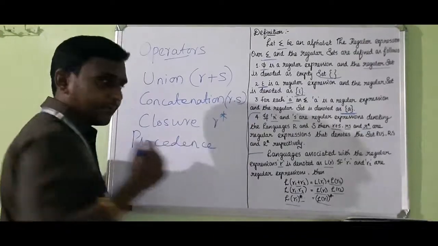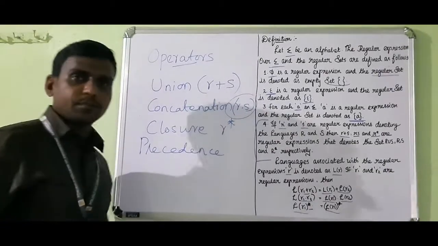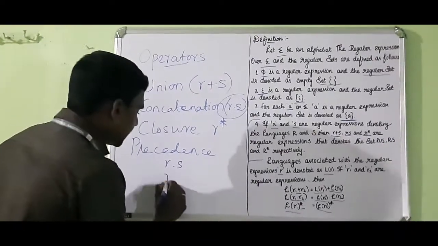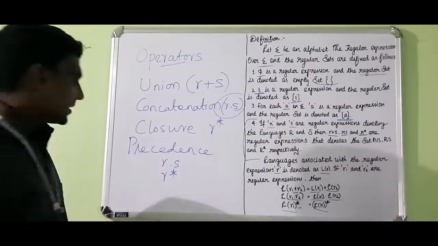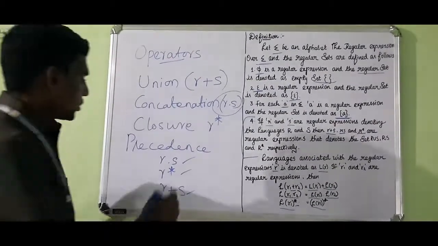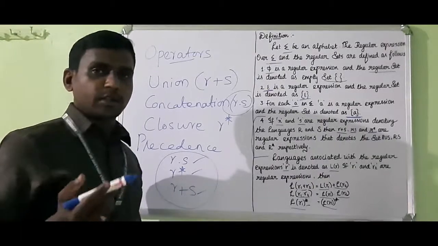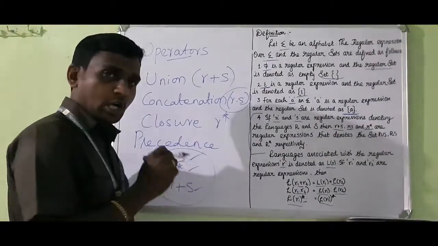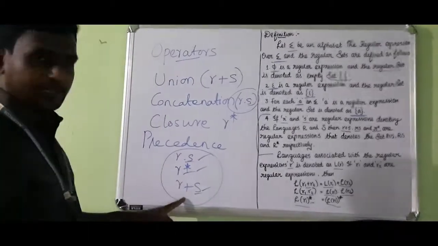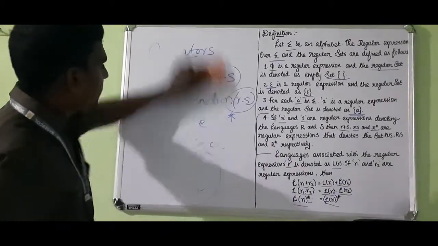Precedence: we have three operators. Which one are we going to give the highest precedence? First we will give precedence to dot, the concatenation operator. Second we will give precedence to star, and third we will give precedence to plus. It means concatenation, closure, and union. So this is the precedence of operators. While doing a problem, it may be used. If I ask you what is the precedence of regular expression, you should tell first is dot, that means concatenation, then closure, and then plus, that means union. And what is R star? I will explain what R star is.